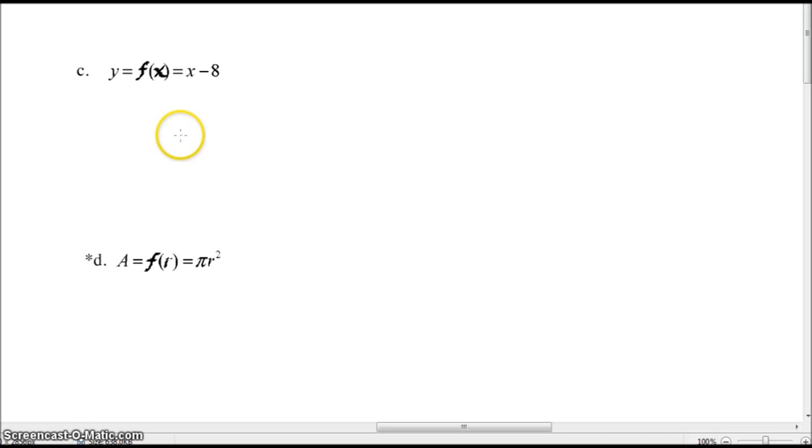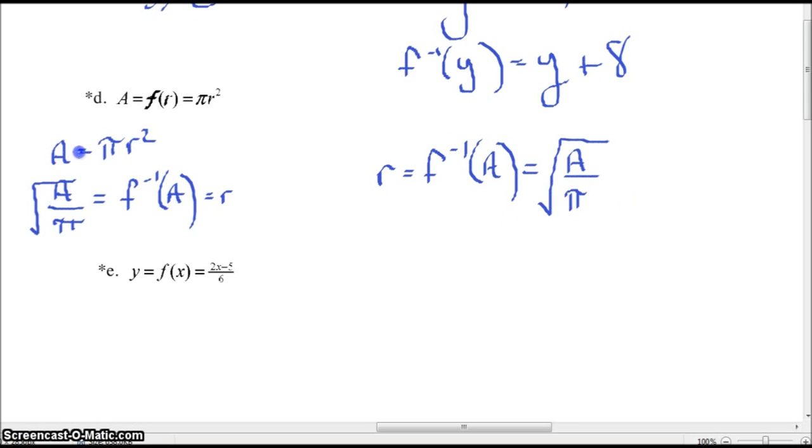Okay, part D. A equals pi r squared. Let me do it this way first. A equals pi r squared. Divide by pi. Take the square root, and that gives us r, which we could call f inverse. Another way you could look at it is if you take r as your input, you square it, and you multiply by pi. So if you want to get r as the output, you just undo everything that you did to your area. Instead of multiplying by pi, we divide by pi. Then instead of squaring, we take a square root.